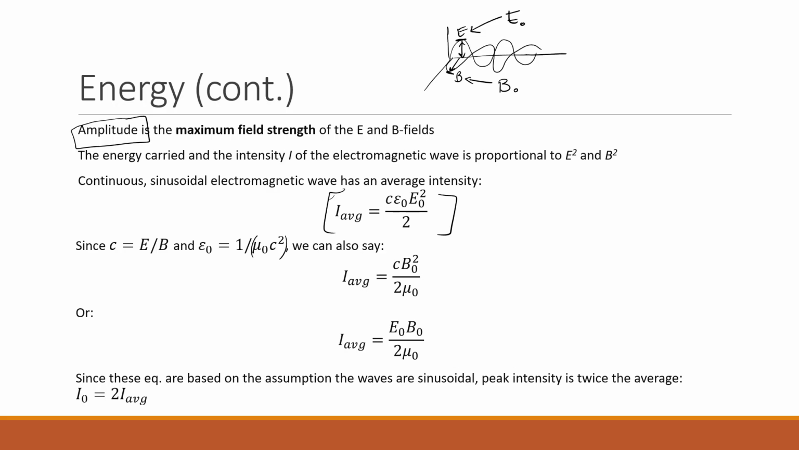All right, so since the waves are based on the assumption that the waves are sinusoidal, the peak intensity is actually twice the average. So this is our peak intensity here, I naught. This is peak intensity.